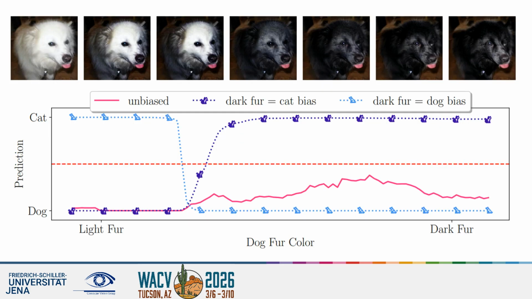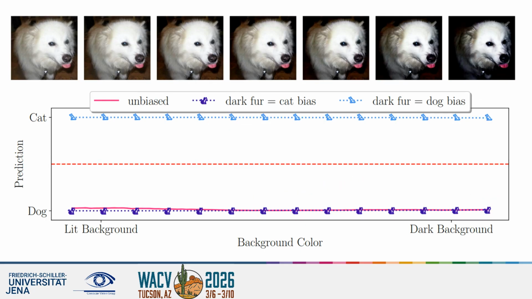We can now take such a set of intervened images and study the local prediction behavior of our neural networks. In this case here, we show the transition for the property and how this changes the output neurons of the network. You can see that for the unbiased model, it never reaches the prediction threshold to change classes, which is the red dotted line. But for the biased models, you can see that they switch their predictions based on the fur color. We can now perform a similar analysis for other properties.